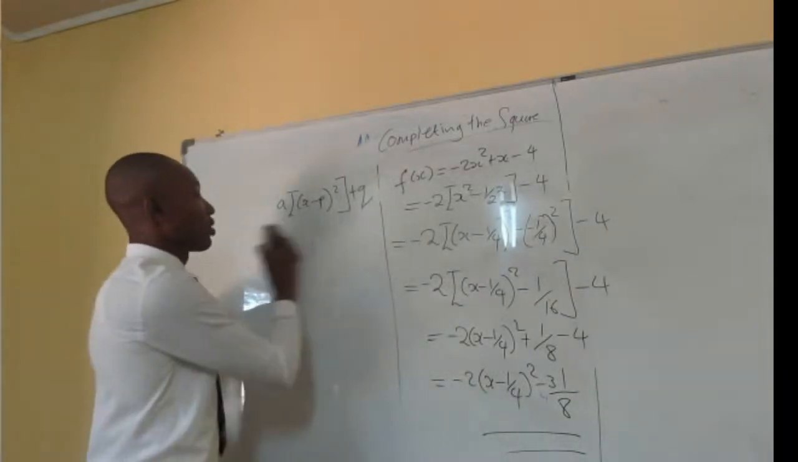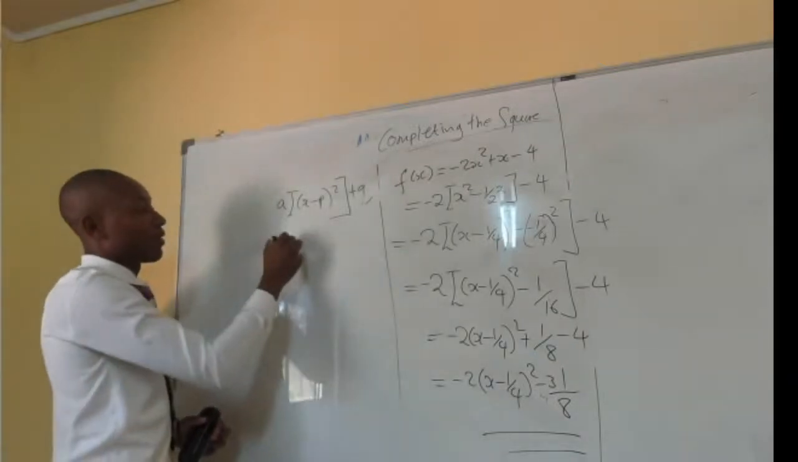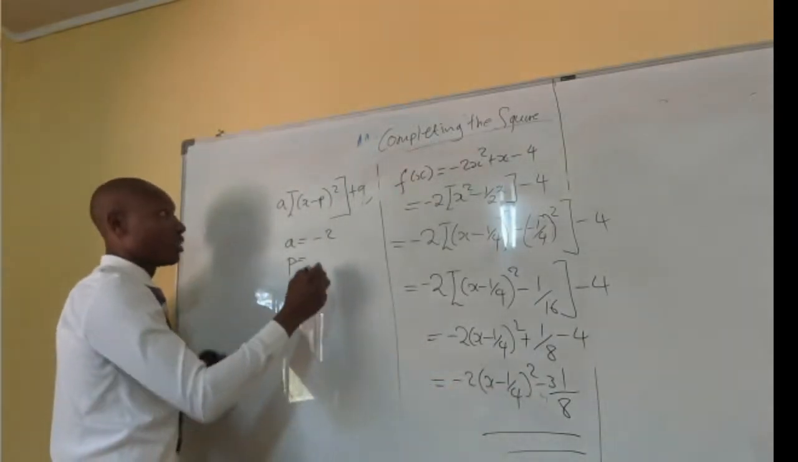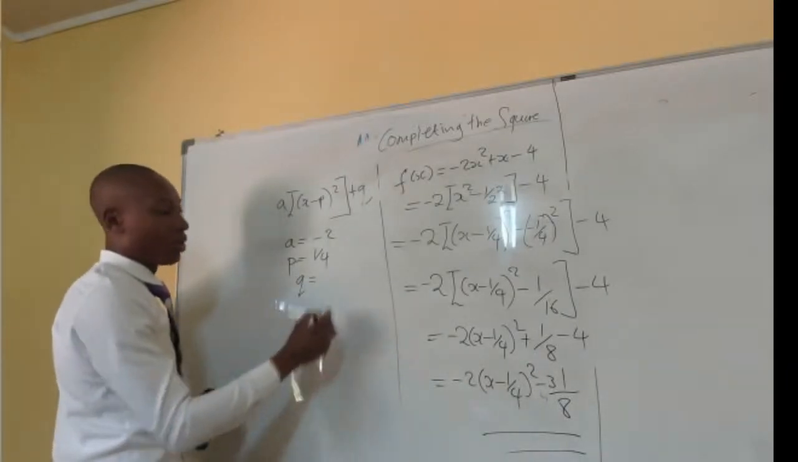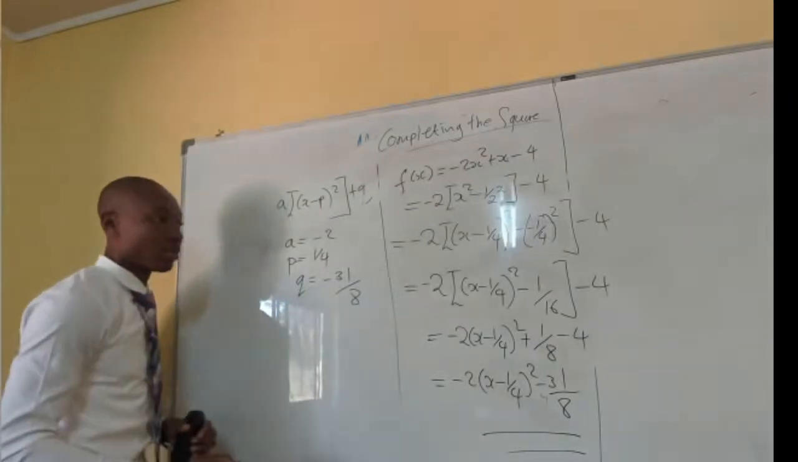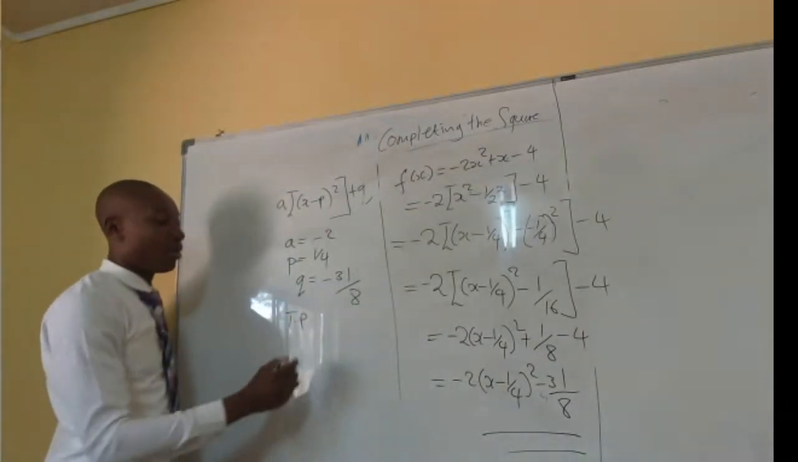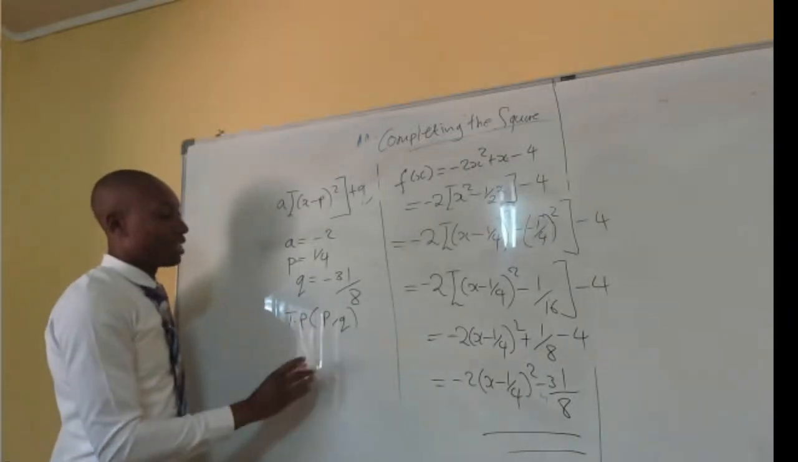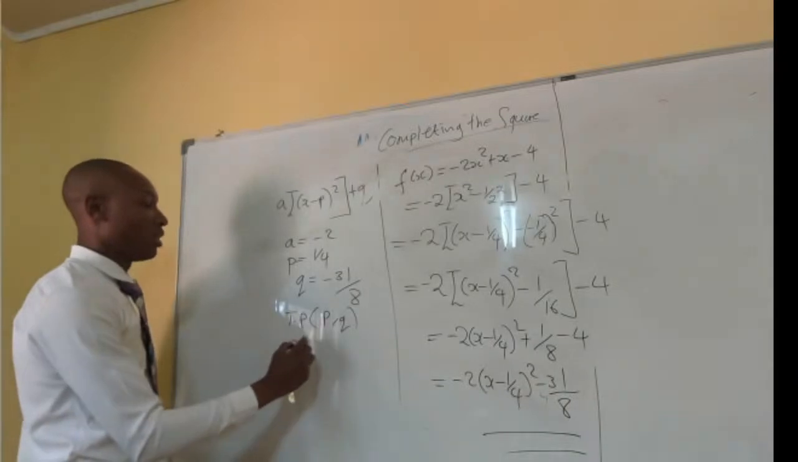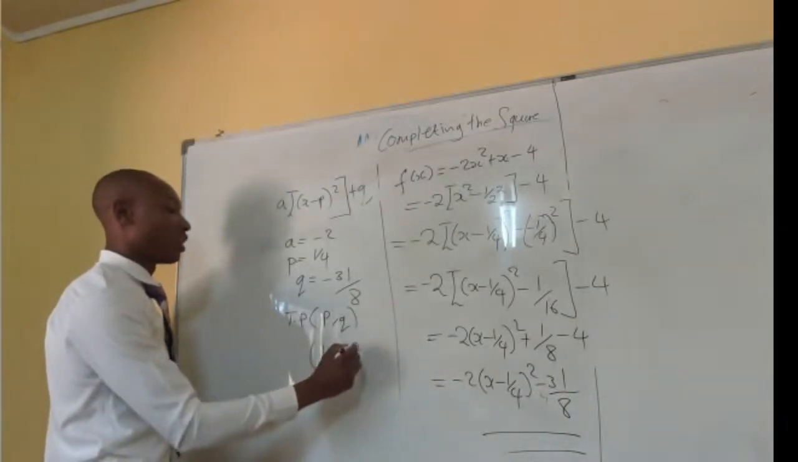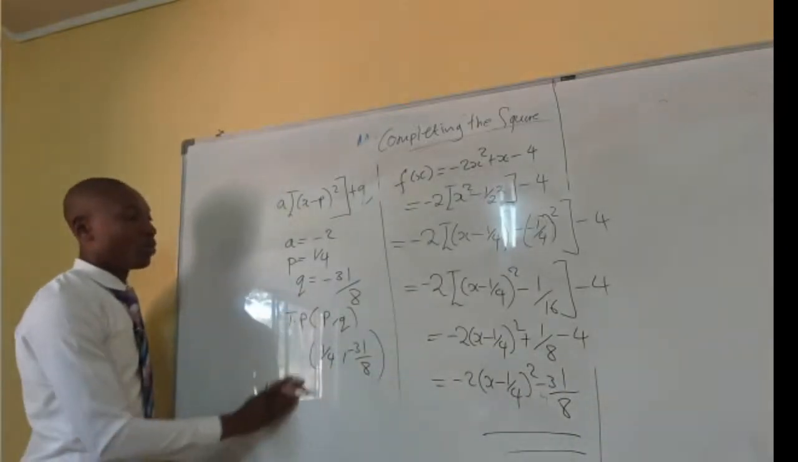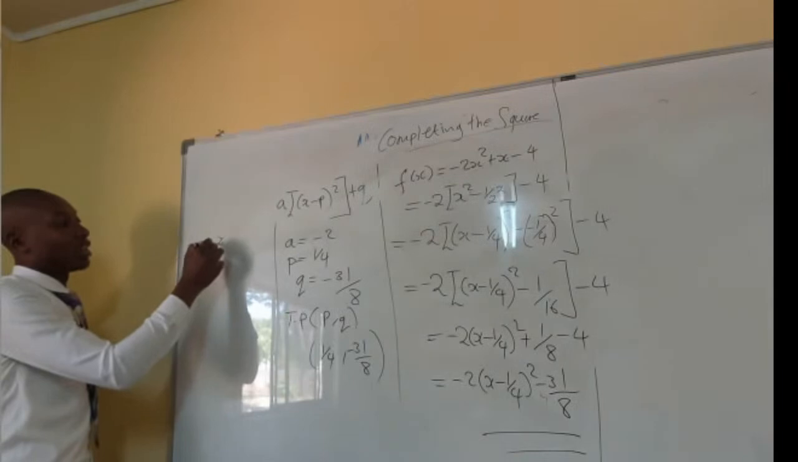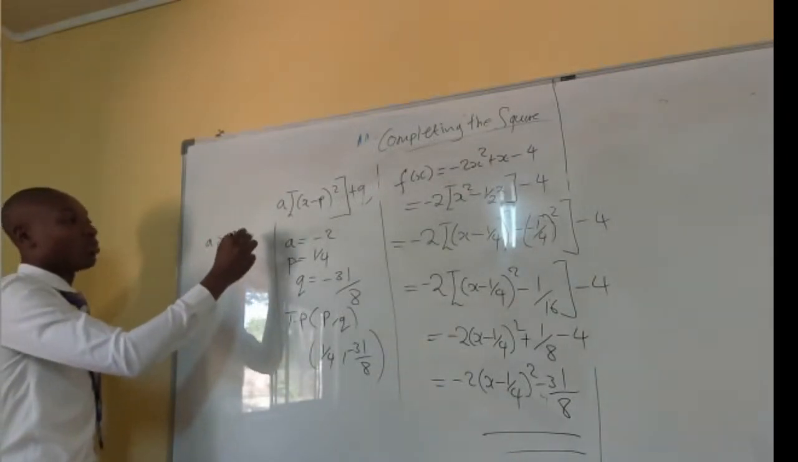Okay, so based on this question, if I'm going to leave it in this form, what is A? A is actually negative 2. What is P? P, since it's negative already, is actually positive, so it's 1 over 4. And what is Q? Q is negative 31 over 8. Now the turning point can be found by saying P comma Q. So in this case, the turning point is 1 over 4 comma negative 31 over 8. Okay, and what does the A do? What we know is whenever A is greater than 0, then the turning point is known to be a minimum.